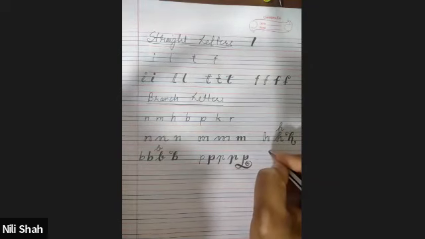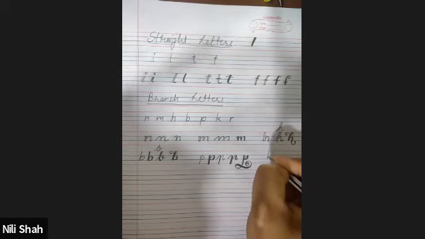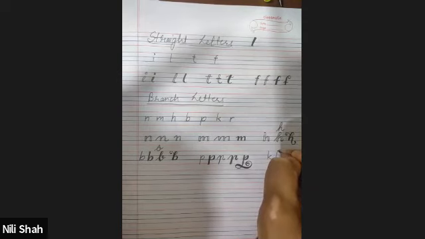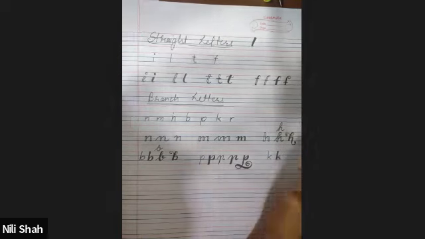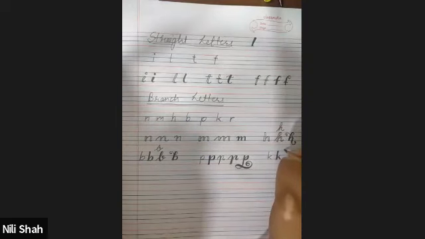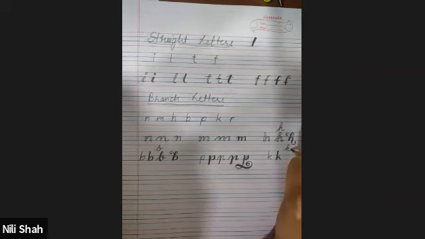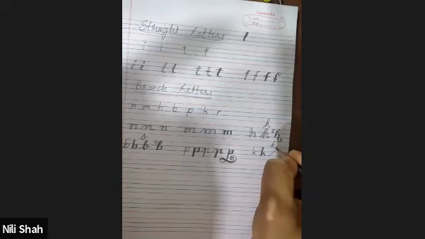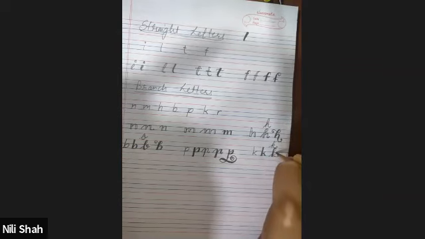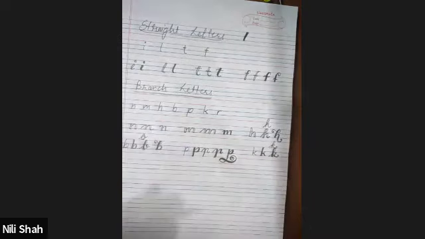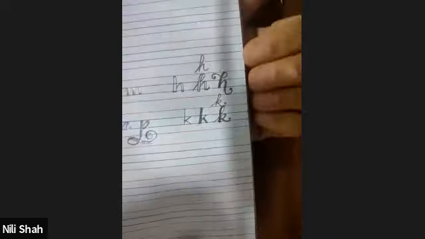Now I am moving with the K. This is simple K we write. Now I am adding thickness to the downward strokes. Like this. Now, the cursive one we can write like this. So, I am following that. I am adding thickness to the downward stroke. Here also a little downward stroke. And here. Can everybody see K?